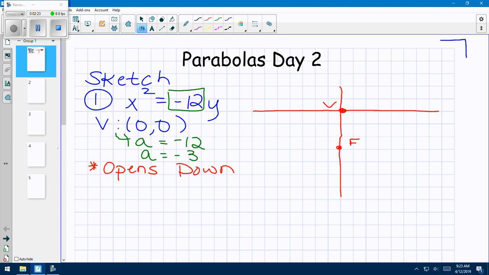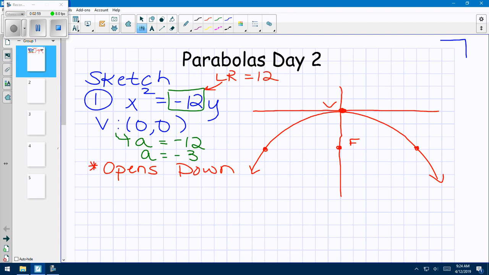And then to get how wide the parabola opens, that would be the endpoints of the LR. Remember, the LR has a total length here of 12. It's the absolute value of that 4a value. So if I cut that in half, that's how far to each end of the parabola from the focus we should go. So if you go 6 to the right, and then you go 6 to the left, if we connect those points back to the vertex, it's a really decent sketch of what this parabola should look like.